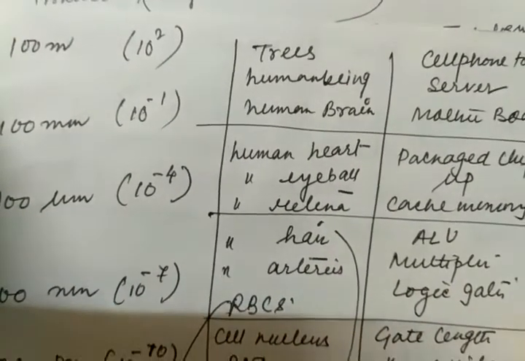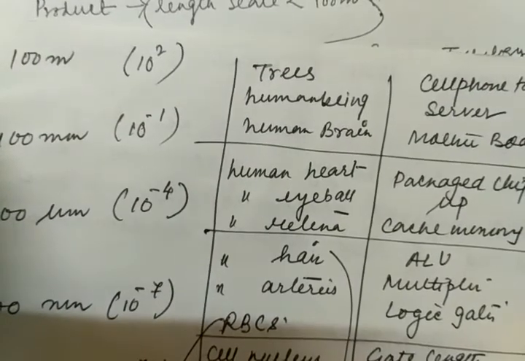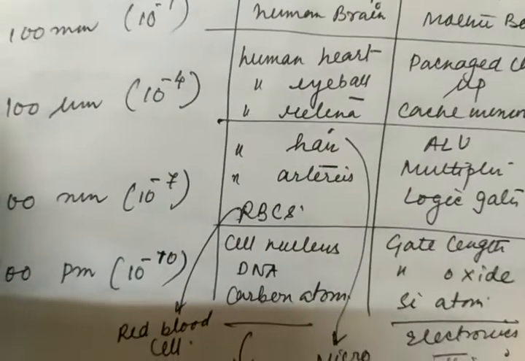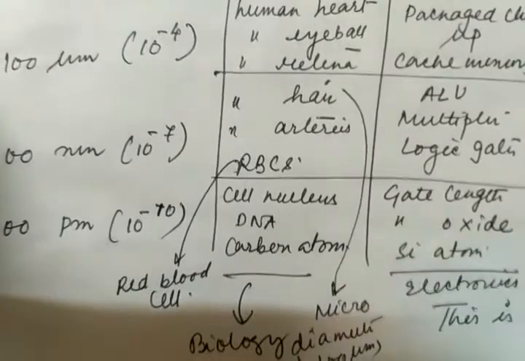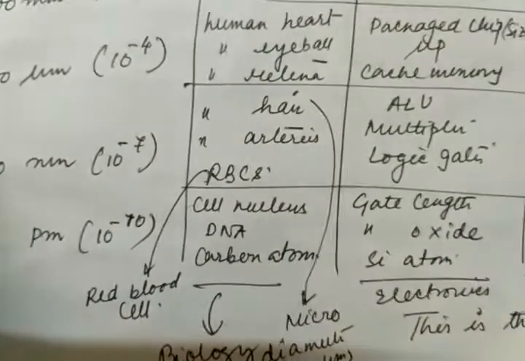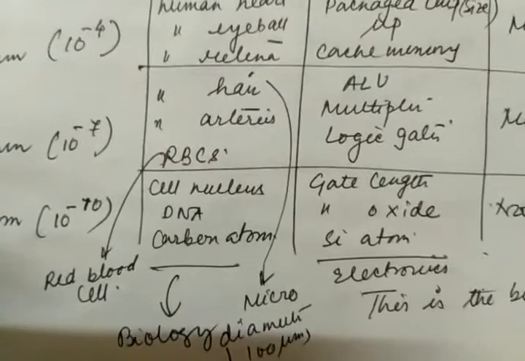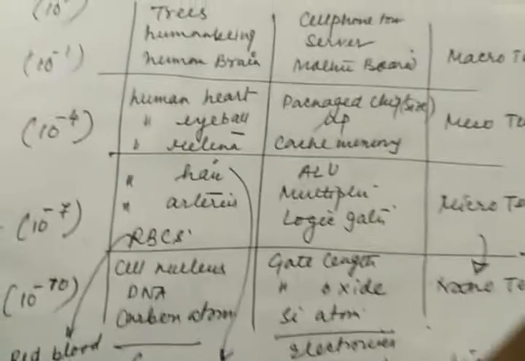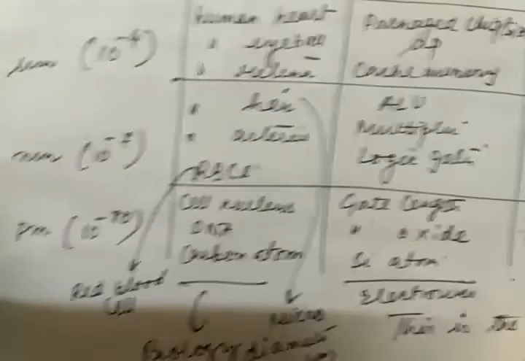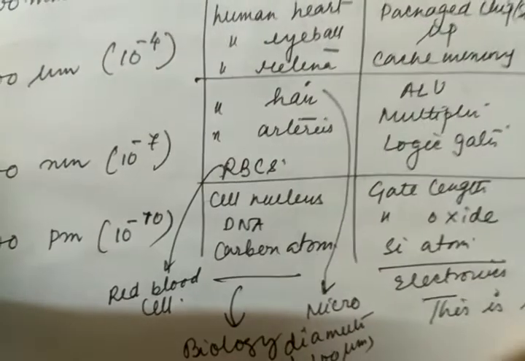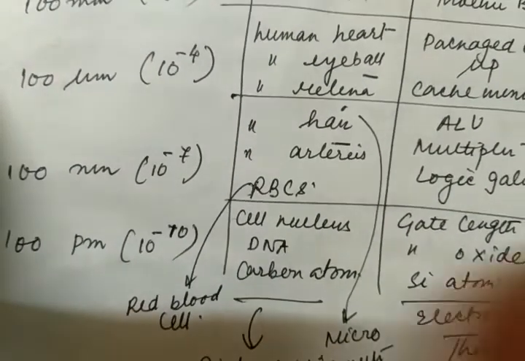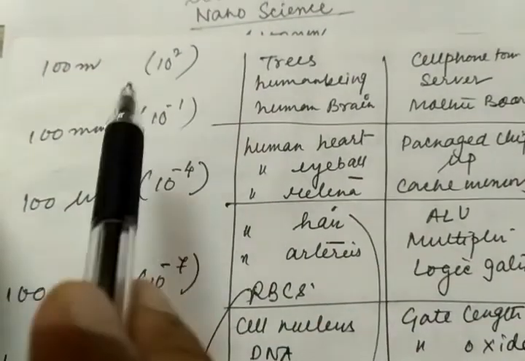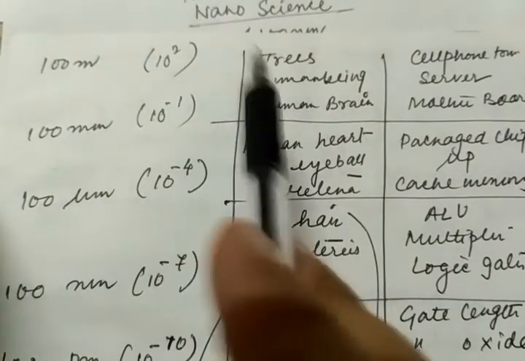This is the table. Okay, how we are entering from macro to meso to micro to nanostructure. From macro structure, meso technology, micro technology, and now it is nanotechnology, right? Please note that the scaling, the left hand side, this is the scaling part. This is your 100, this is the beginning. This is 100 meter, right? This is 100 meter, means 10 square.